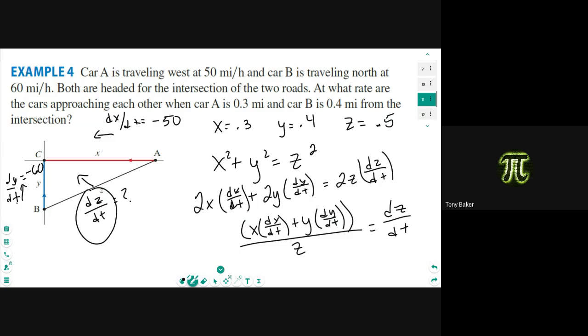Why was my dx/dt and dy/dt negative? And does it matter? Yeah. We're looking at how fast they're going towards the intersection. So the distance is shrinking. That's why we're using it as a negative speed. We're assuming the intersection is 0, so we're going towards that point. So it's decreasing.